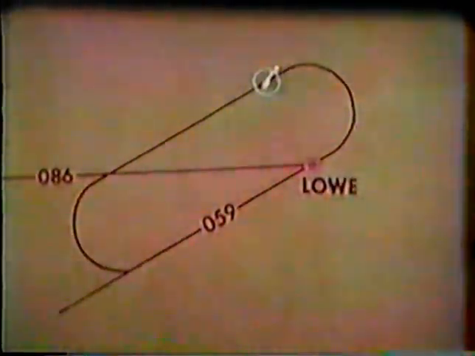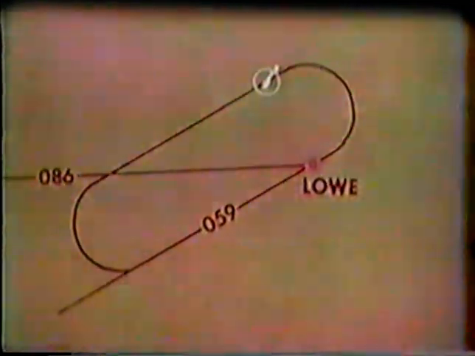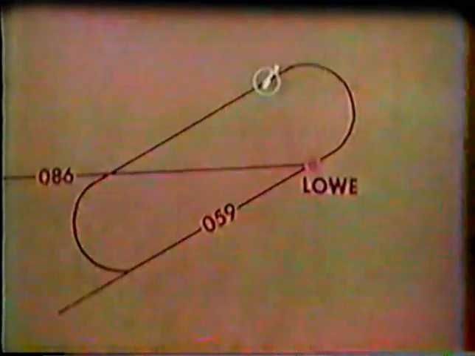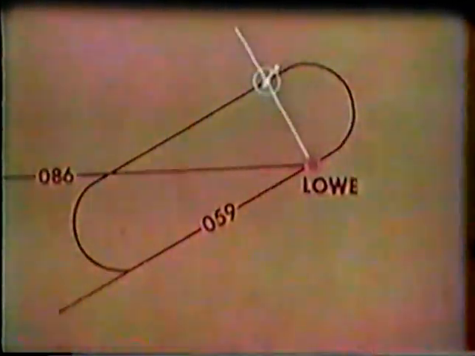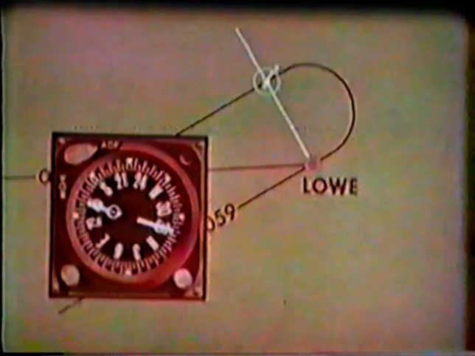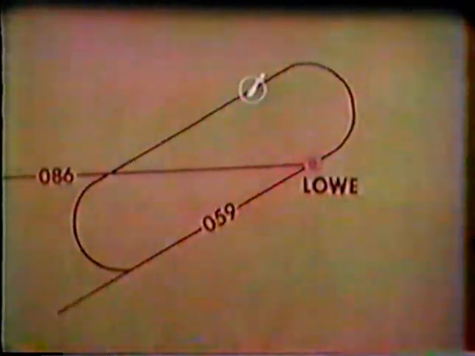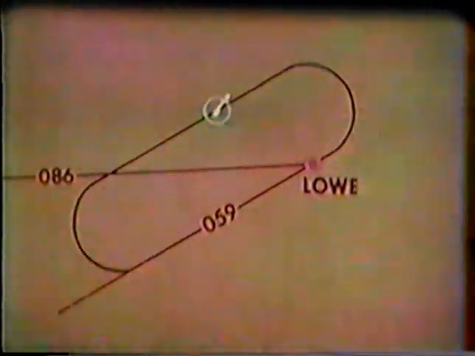The first point where an ADF indication is important occurs just as you roll out on the outbound leg. Now you should be abeam the beacon. The ADF needle will be 90 degrees left of the required course. At this point, you start your timing for the outbound leg for 1 minute.